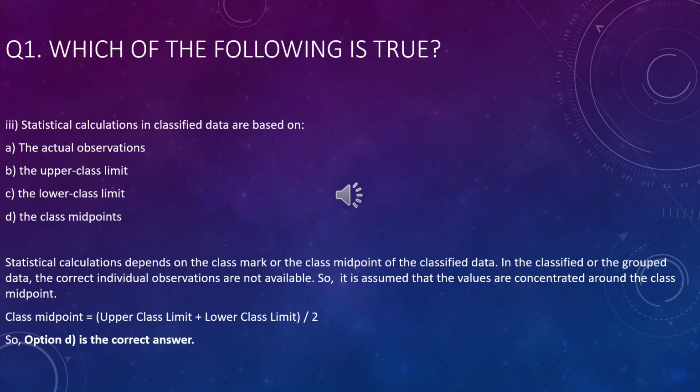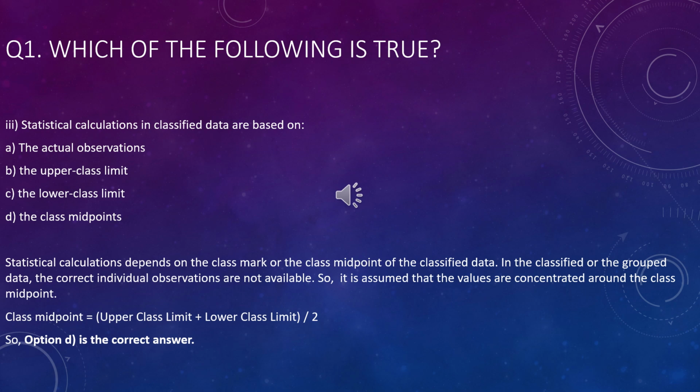The next question for question number 1, which of the following is true, is statistical calculations in classified data are based on. The options are the actual observations, the upper class limit, the lower class limit, or the class midpoint. So here we will have to understand it now. The statistical calculations depend on the class mark or the class midpoint of the classified data.